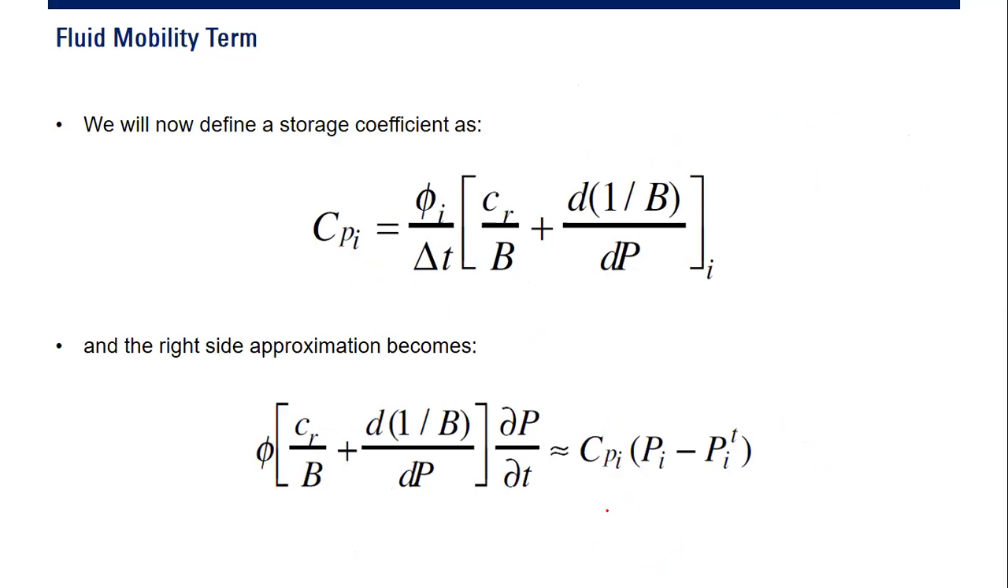Okay, we will now define a storage coefficient. Storage coefficient CPI: porosity i divided by delta T, times compressibility per B, this one. This is called storage coefficient. And the right side approximation becomes this one. We can simplify to be this one. So storage coefficient multiplied by the pressure change.